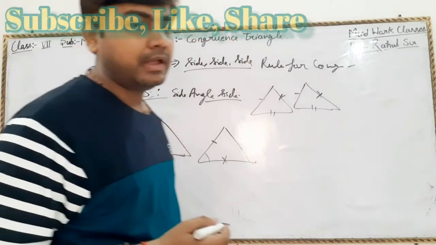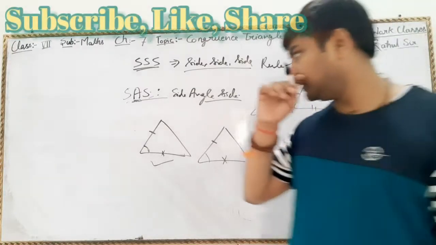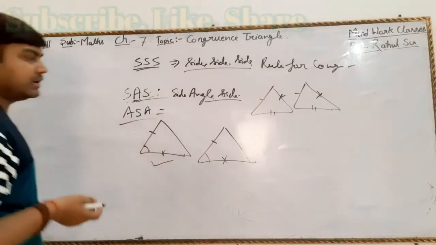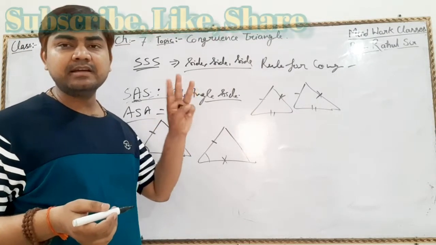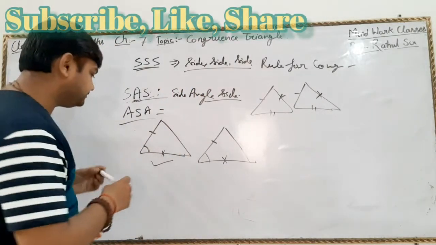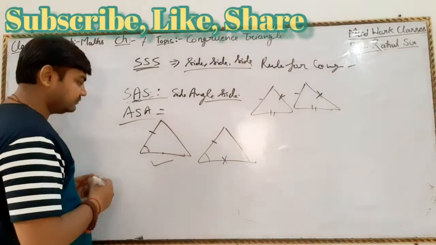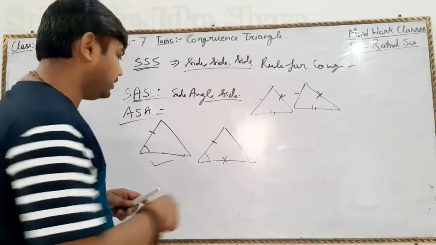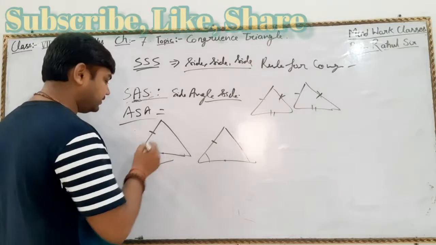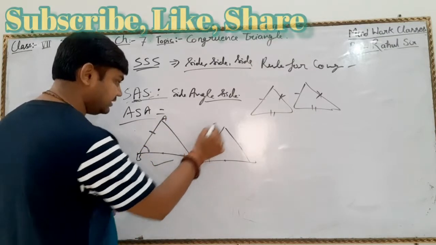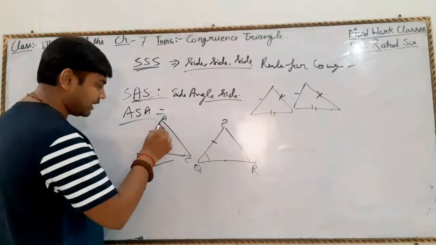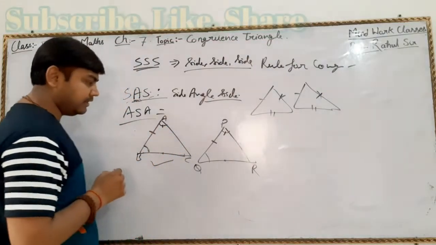The third one is ASA. We can understand it as angle, side, angle. In any two triangles, if two angles are respectively equal, let us say triangles ABC and PQR, angle B is equal to angle Q, angle A is equal to angle P.